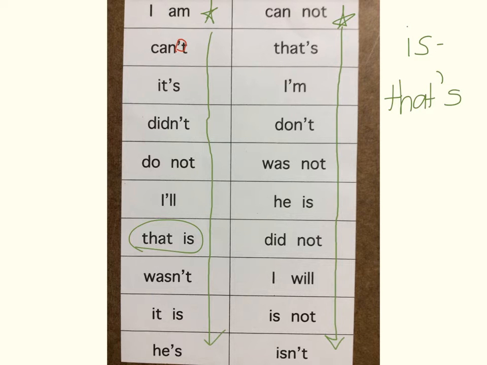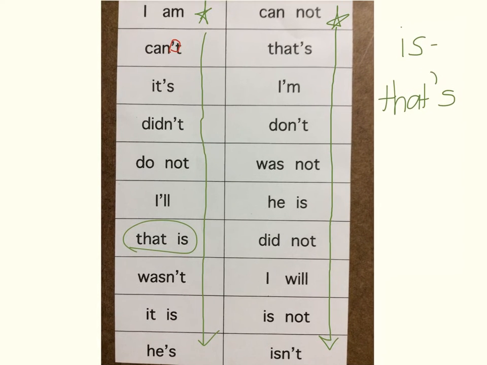You have a couple of words this week that have the word is attached to them. Like it is going to be changed to it's. And then you also have like he is, he's. So really, when you're sorting this week, you're going to be matching up those two words to their contraction. So that's one of our columns.